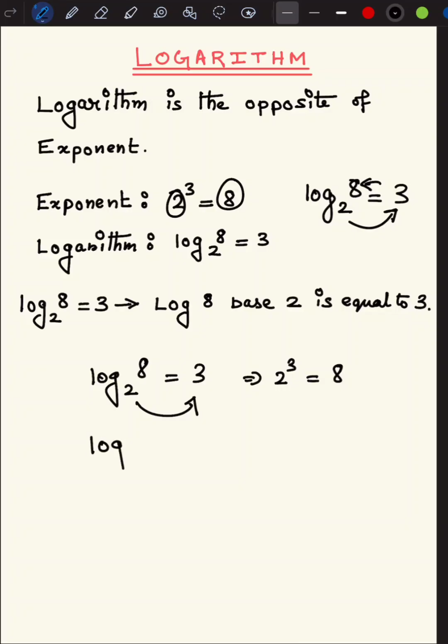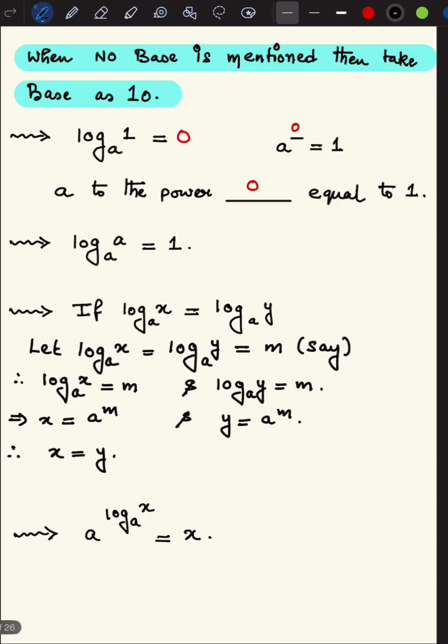Similarly, when we write log 1 base a, it will be equal to what? We can write it as a to the power what is equal to 1. We know that anything to the power 0 is equal to 1, therefore a to the power 0 will be equal to 1. So log 1 base a will be nothing but 0, right?